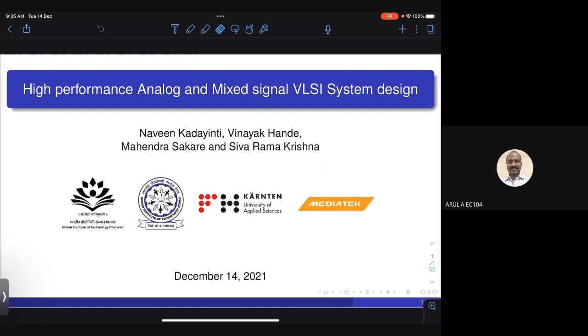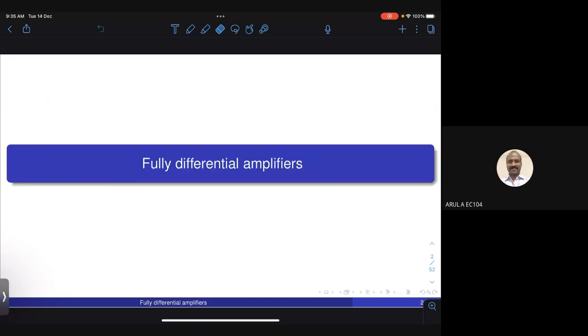So today we will start with fully differential amplifiers in this session. The second session will be by Dr. Vinayak again on voltage reference circuits. And then in the afternoon, we'll have a session on sample and hold circuits, followed by the lab session in the evening. Okay, so we'll begin with fully differential amplifiers.